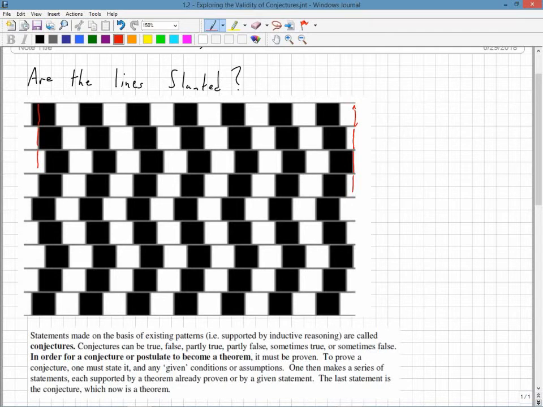So after you prove or show that a whole bunch of patterns are true, we can say, oh, you know what? These lines are all parallel based on my knowledge that I can see that they do not slant. They're parallel, all the same distance at the front and the same distance at the back.